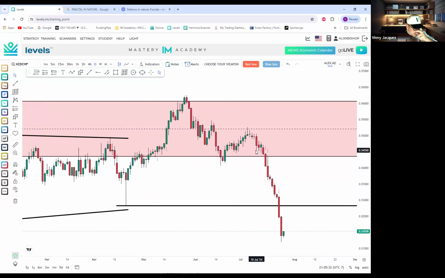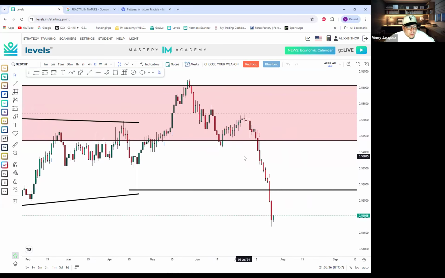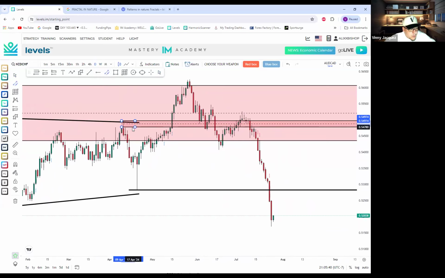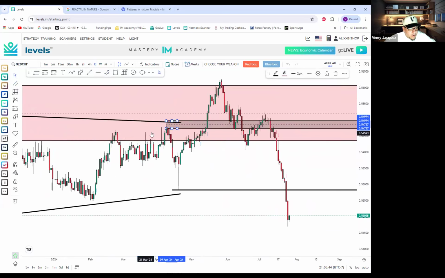Daily time frame looks really, really clean too. And I love how that right shoulder lines up with that starting point. This is my right shoulder right here, right? Right shoulder. Consolidation.